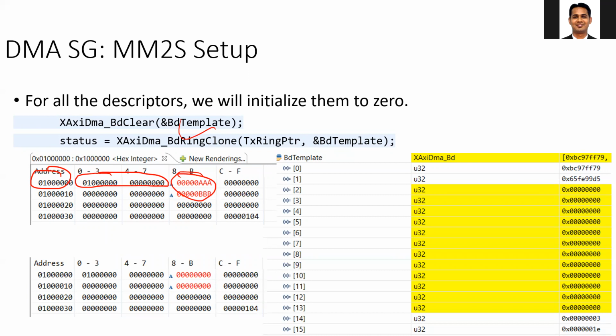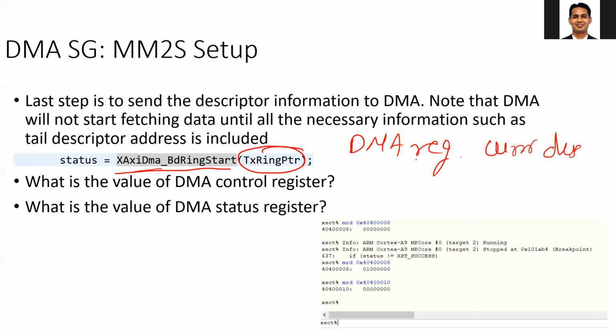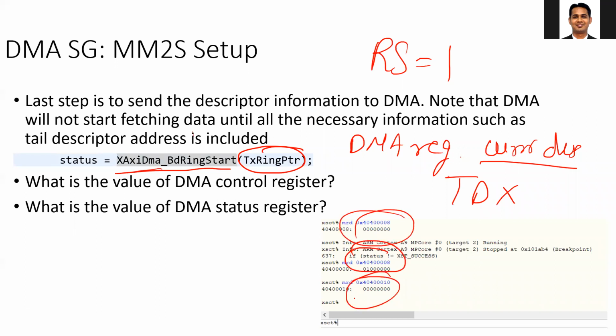Now we can write the address of the current descriptor in the DMA register. By using this XDMA BD ring start TX ring pointer, what we are going to do inside the DMA register is write the address of the first BD in the current descriptor field. In our case, it's the first BD only, so it will take care of that current descriptor. It will not write to the tail descriptor yet. It will just write to the current descriptor, and it will set the RS bit to 1 so that the DMA can start running.